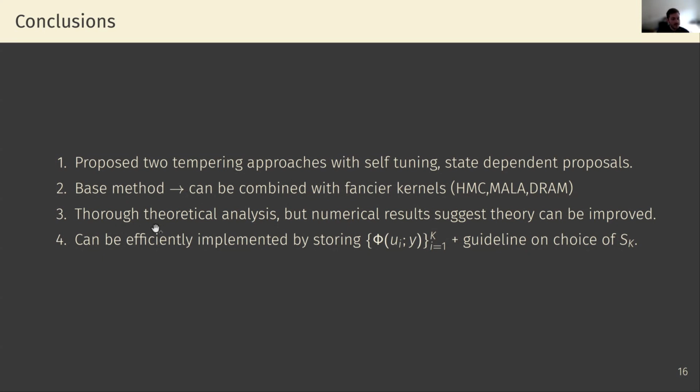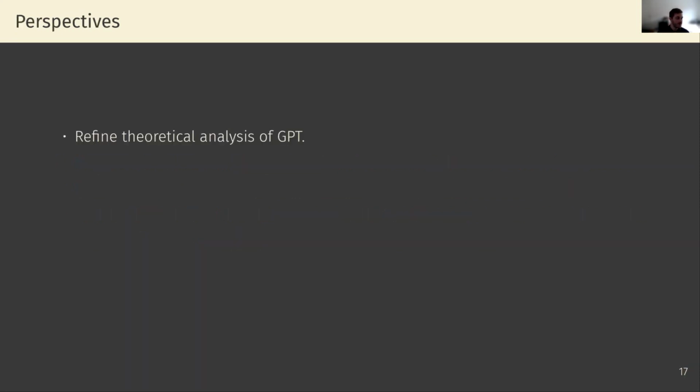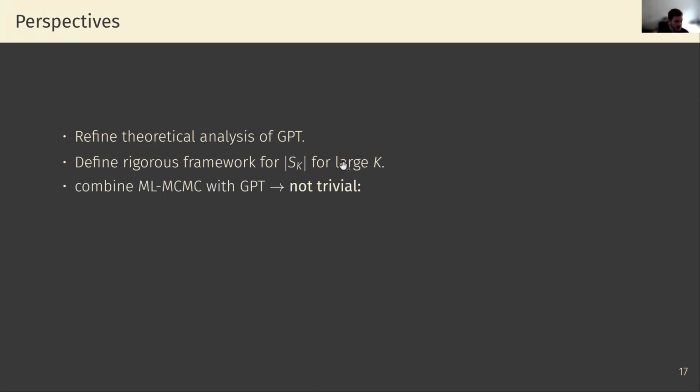And we've also presented a way of efficiently implementing this method by storing the values of these potentials, which sort of induces a guideline on the choice of the permutation set, or at least on the size of the permutation set. Some perspectives or some future work would be to refine the theoretical analysis of this method, and to define a rigorous framework for the choice of the number of chains, for the choice of SK for large K.